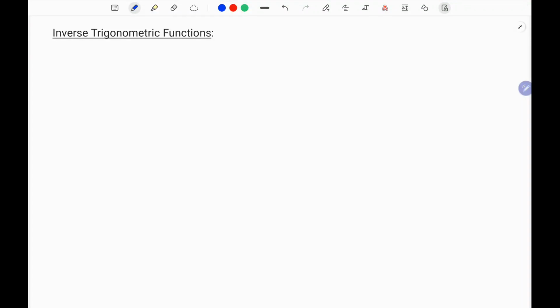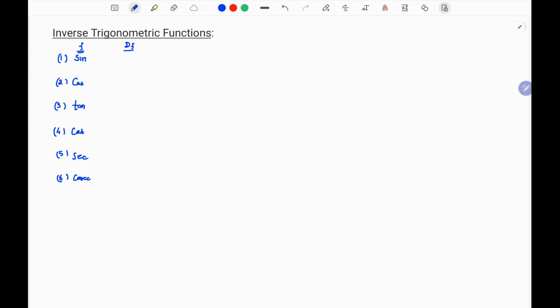We are starting here inverse trigonometrical functions. Before starting, we will revisit the different trigonometrical functions, which are 6 in number. These are sine, second is cos, third is tan, fourth is cot, fifth is sec, and sixth is cosec. These are 6 trigonometrical functions.